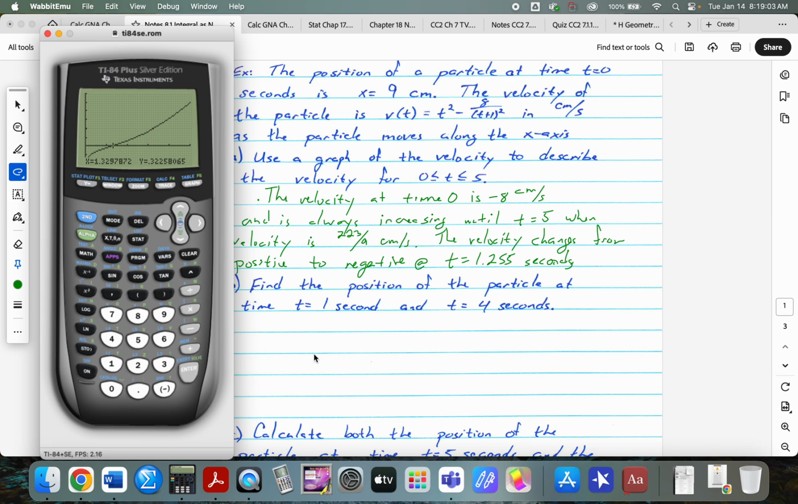All right, so next it says find the position of the particle at t is equal to 1 second and t is equal to 4 seconds.